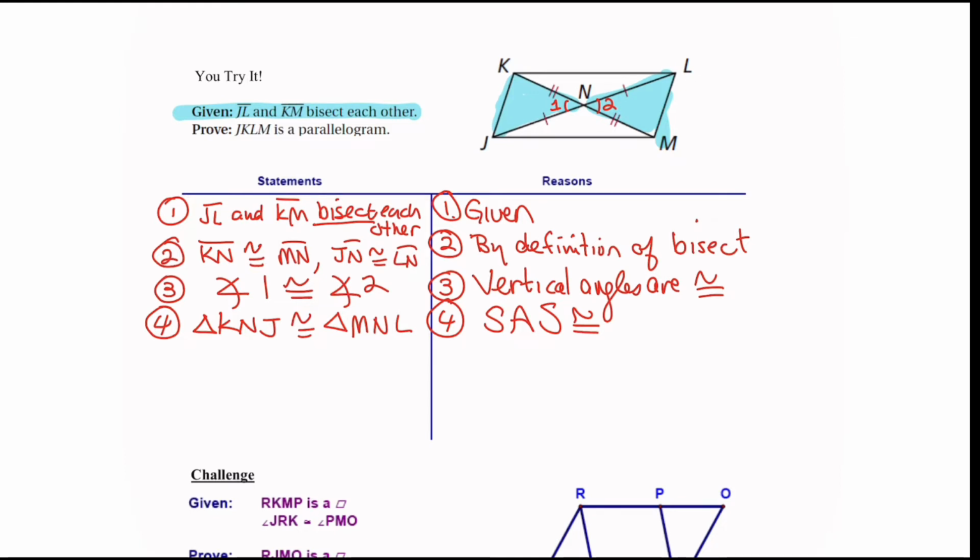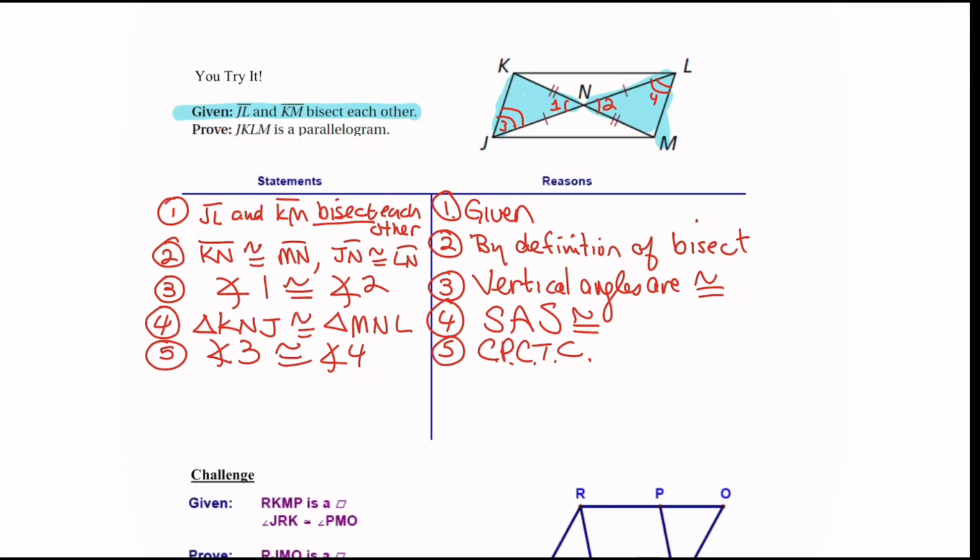And because of that, we can make some other statements. And that would be that this angle here and this angle here are congruent to each other. So let's call this angle 3 and angle 4, make it a little easier. Angle 3 is congruent to angle 4 by our good old CPCTC.